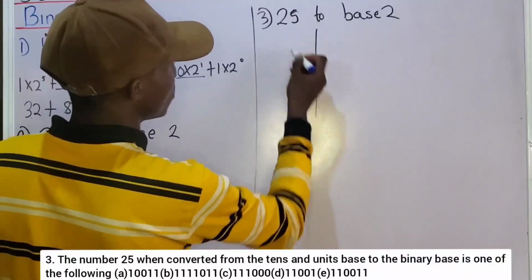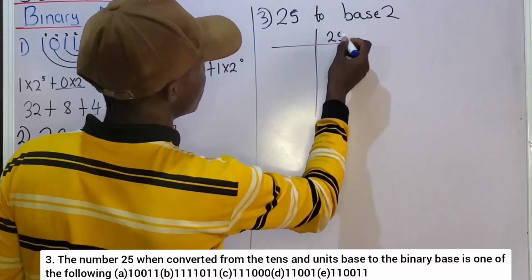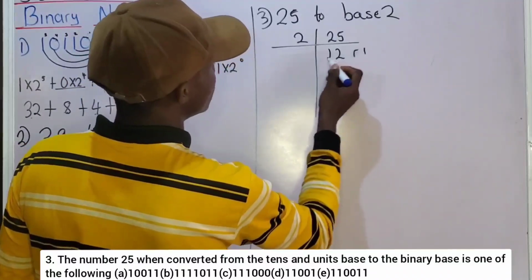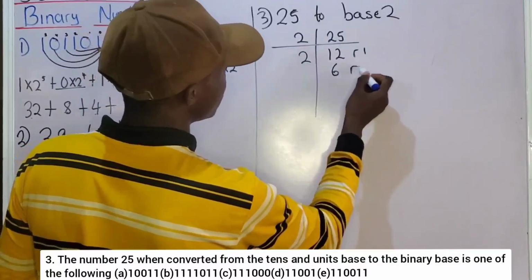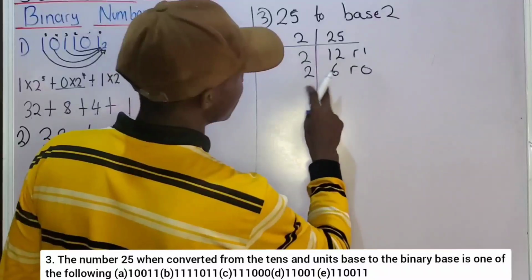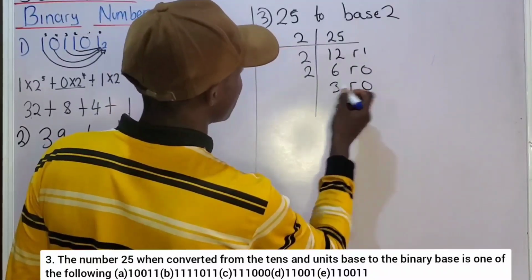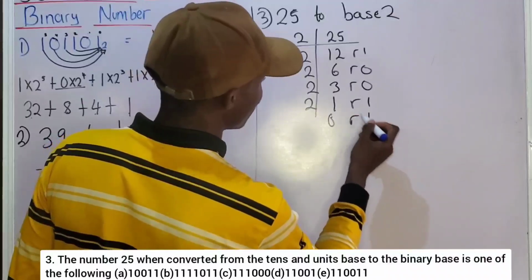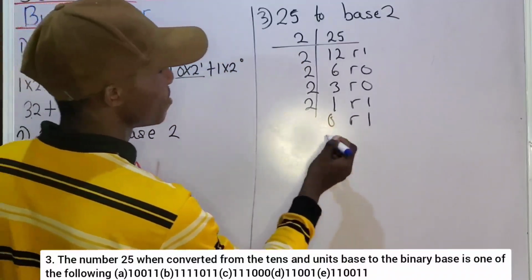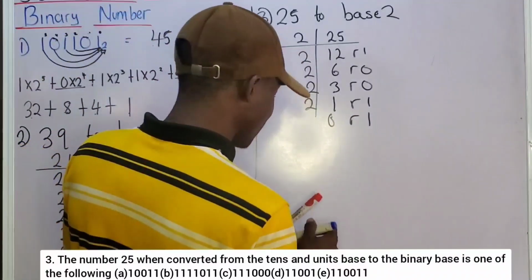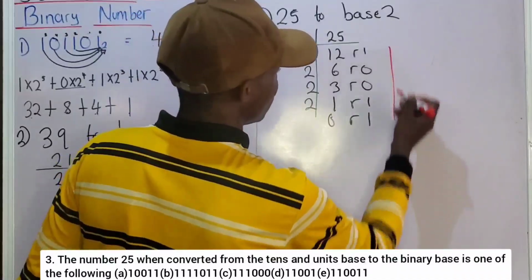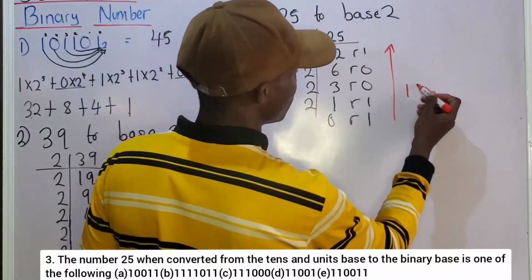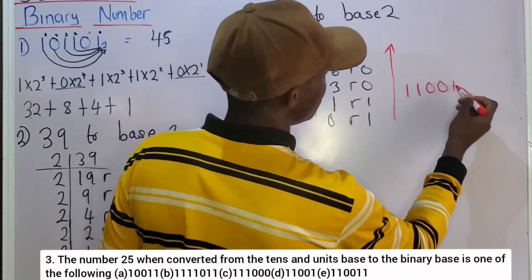All you have to do is rule a line here. 25 divided by 2, that is 12 remainder 1. 12 divided by 2, that is 6 remainder 0. 6 divided by 2, that is 3 remainder 0. 3 divided by 2, 1 remainder 1. 1 divided by 2, that is 0 remainder 1. So here, don't forget that you are counting upward. You are counting from beneath. So here I'm going to have 11001 base 2.